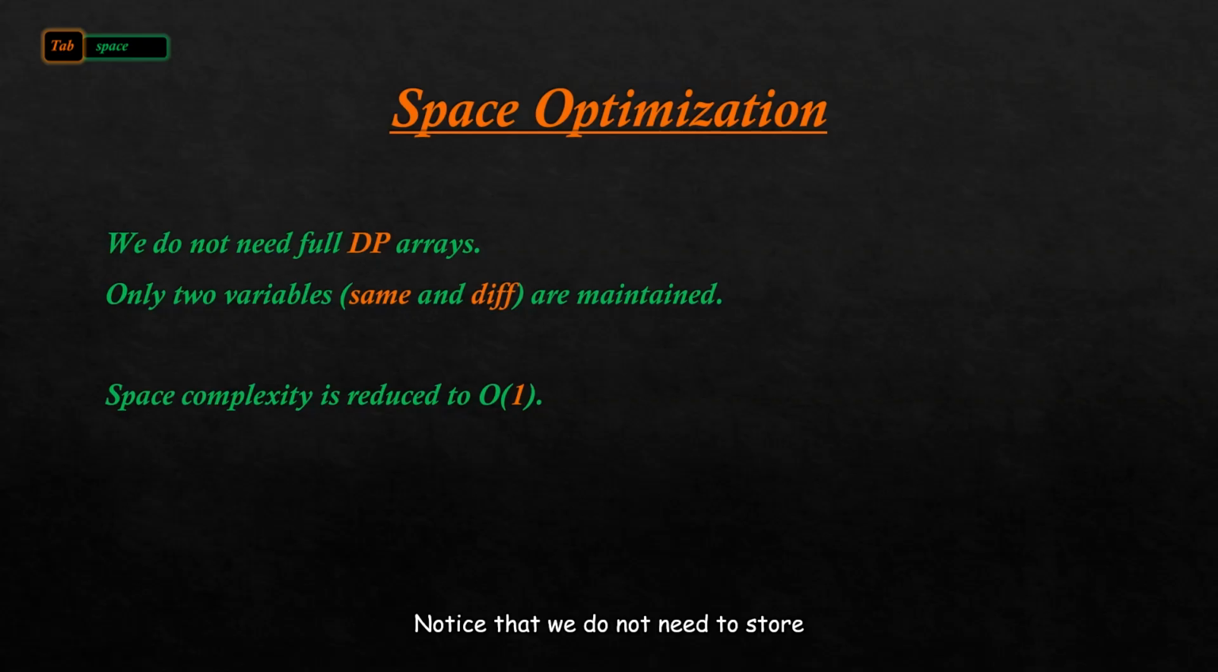Notice that we do not need to store values for all rows. At any point, only the results from the previous row are required. Therefore, we use 2 variables, same and diff, and update them iteratively. This reduces space complexity to constant space, or big O of 1.